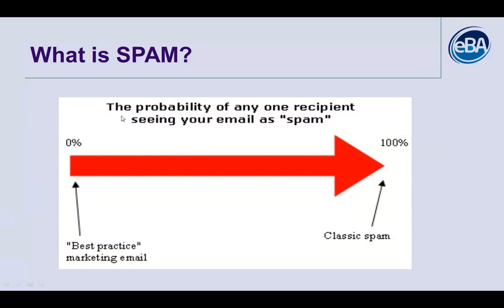That is why it says here, what is spam? The probability of any one recipient seeing your email as spam. If it is 100%, you are a classic spammer. If it is 0%, you are following best practice email marketing. You can't clearly define where you will be sitting. As I told you, if you follow the best practices, you will be moving towards this end. But if you follow the bad practices, one, a few, or many of them, you will be slowly moving towards the spamming side of the equation.